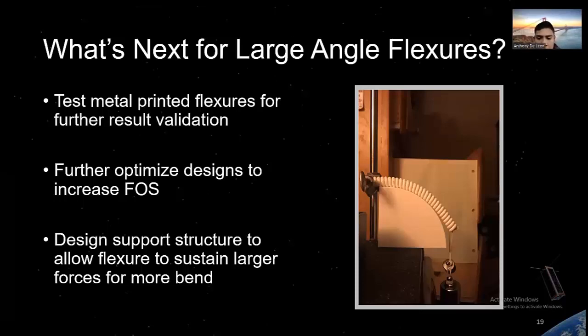From the results, we saw that the fixed end was where all the stress was located. With a support structure, that alleviates the stress that is felt by the flexure at the fixed end, and it spreads out the stress throughout the flexure so that it isn't felt at the fixed end. That will be the next step in this project and for the CubeSat.